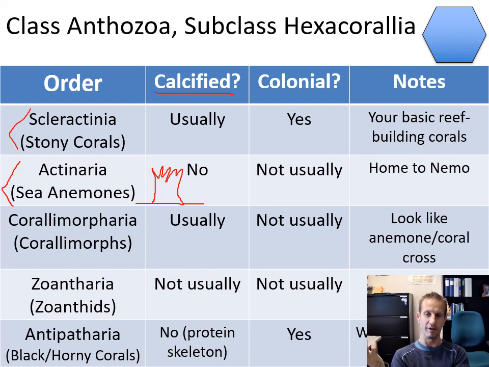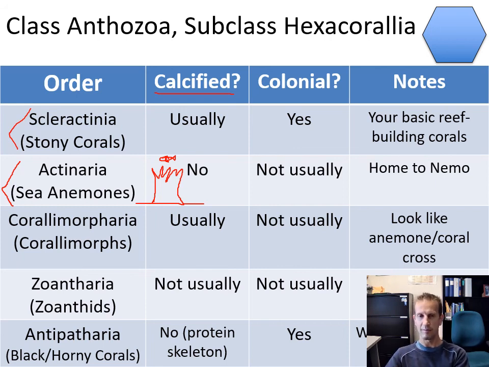Even though these don't form the rocky structure of reefs, they are found on reefs, and they're important for reef organisms like the clownfish that live symbiotically with the anemones, made famous by this computer animated cartoon Finding Nemo. The clownfish lives symbiotically within anemones found on coral reefs.